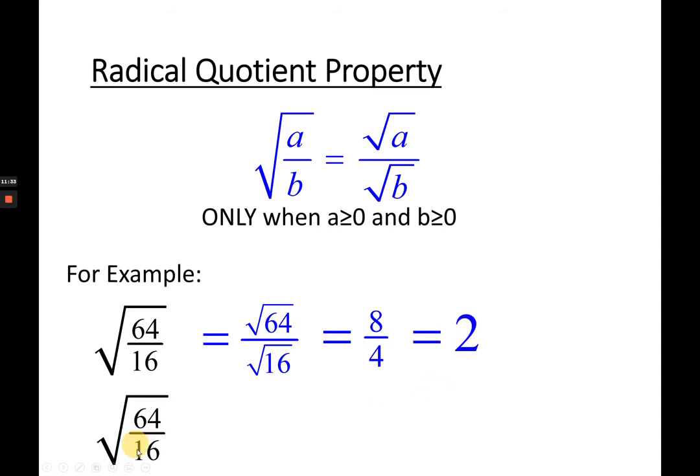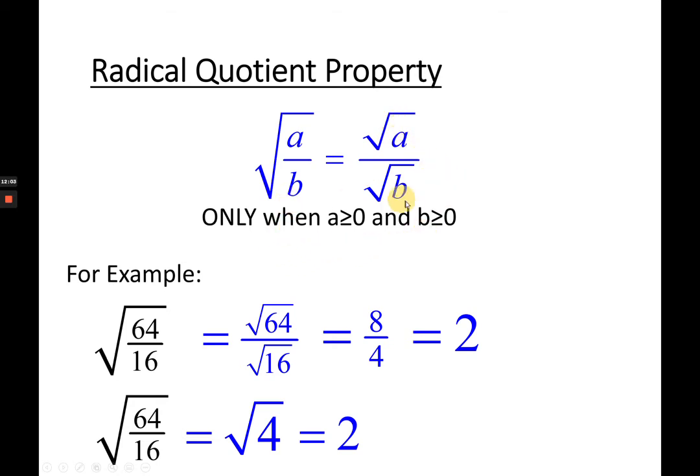But if you notice, it's possible to simplify or divide, and there is no remainder, then you may also do that way, like directly dividing a divided by b. 64 divided by 16 is actually 4. But it's a square root of 4. Square root of 4 is 2. This just shows that either of the method is possible. You divide first before square root, or separate the square root and then simplify.